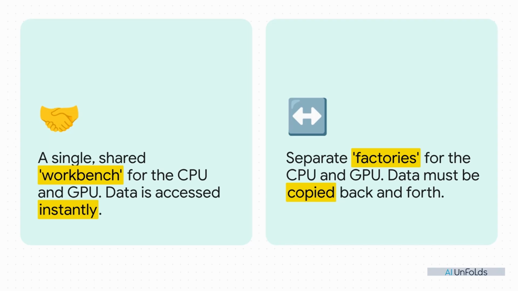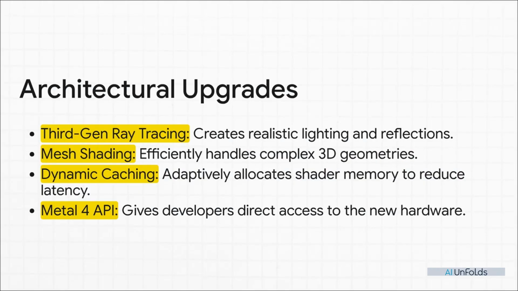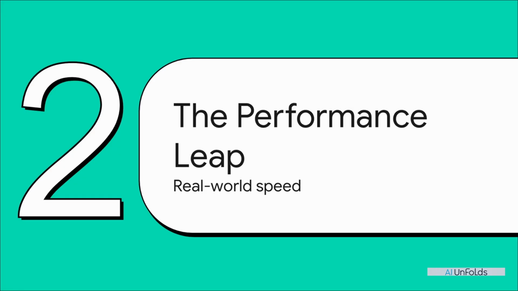It's just faster. Of course, Apple didn't forget about the traditional graphics side of things. We've got third-gen ray tracing for that hyper-realistic lighting, mesh shading to help render these enormous, complex game worlds efficiently, and dynamic caching to make sure memory is always being used in the absolute smartest way possible. It's a total overhaul.